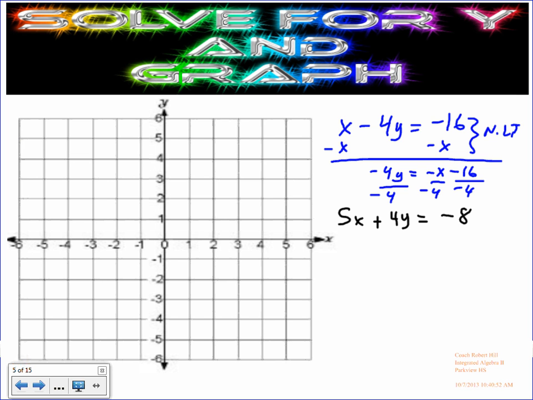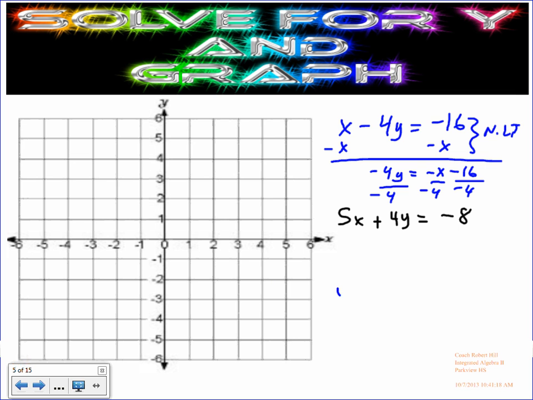Now, a little preview, guys, for about a week from now. A week from now, this right here, where I divided by a negative 4, is going to be a less than, because we're going to be solving systems of inequalities. So it's going to be a less than or a greater than or greater than or equal to. And then what, when I divided by a negative, would I have to do to that symbol? Change around. Yeah, I'd have to flip the symbol.